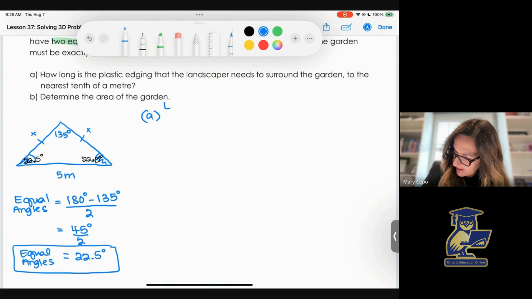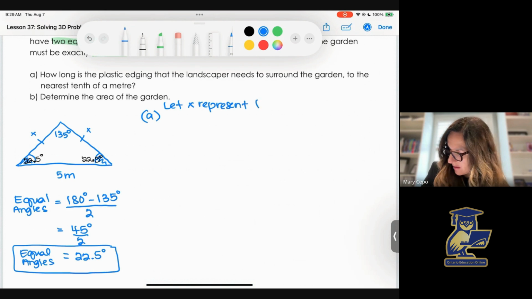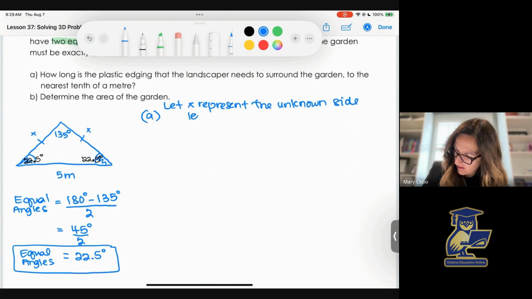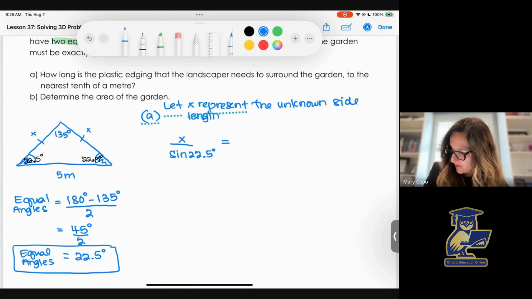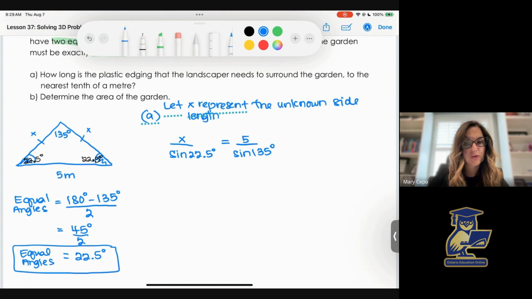We're going to say let x represent the unknown side length. So we're going to say x over sine of 22.5, because that's the side. Then we're going to take 5, which is the length given, and the angle across from that would be sine of 135. Okay, so first things first, in order to figure out the perimeter, we need those unknown, equal sides. So using the sine law, we're going to determine that.